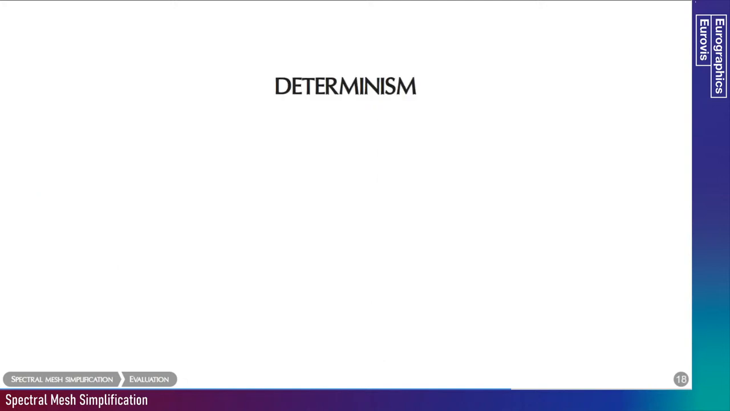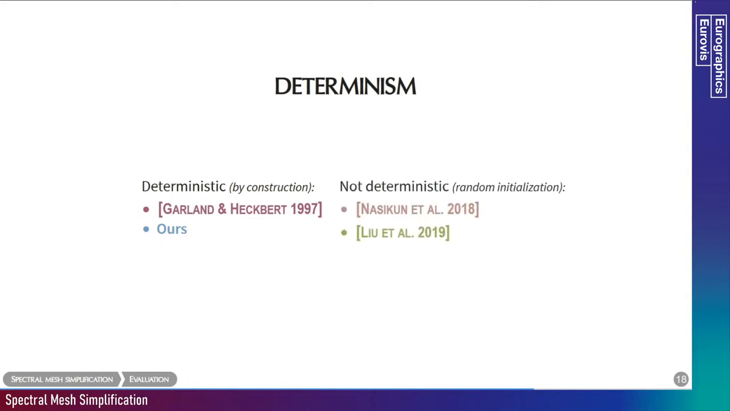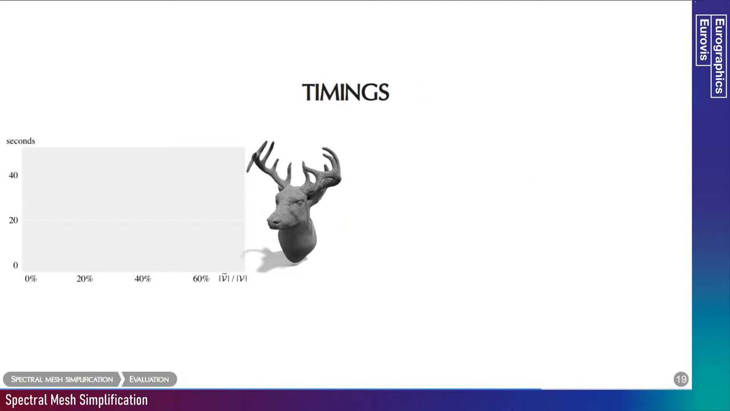By construction, our method and the quadric simplification are deterministic, but this is not the case for the method of Nasikun and colleagues and Liu and colleagues, since they rely on random initialization. This can lead to varying results on timings. Speaking of which, here we show the typical performance behaviors with the same kind of plot as for the norms. Since our method and the quadric simplification are based on a simple edge contraction algorithm, the total time is a function of removed vertices. The simplicity of the quadric simplification makes it very fast here.